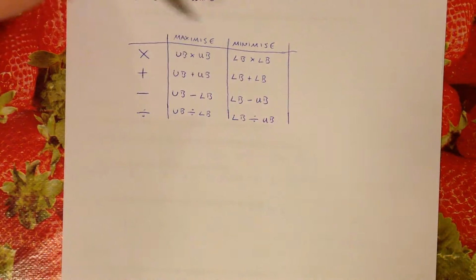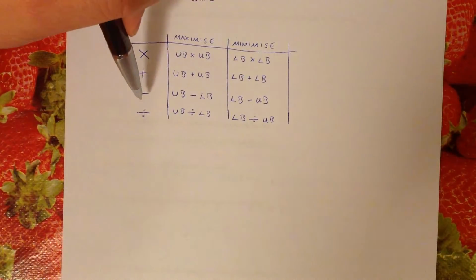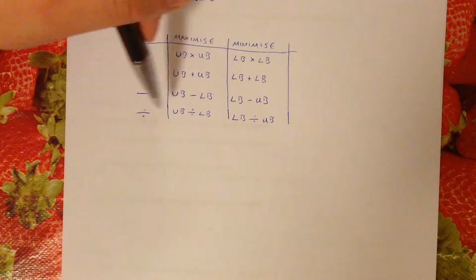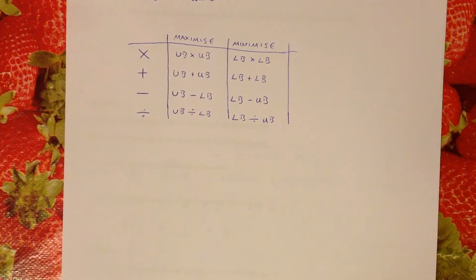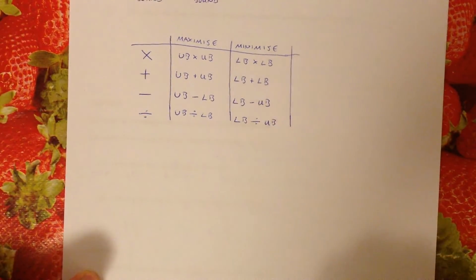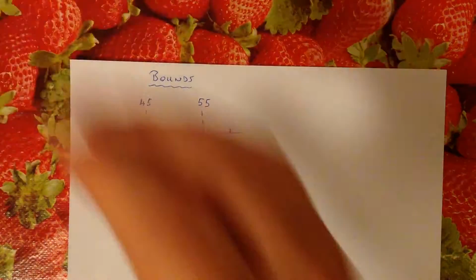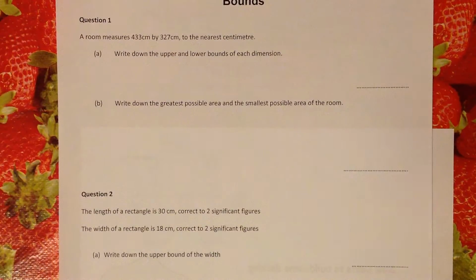So these four rules are really, really important. How to maximize and minimize when multiplying, maximize and minimize when adding, subtracting, and also dividing, and this is a typical GCSE type of question. So let's apply these rules to a typical GCSE style question and see how we get on. Let's have a look at our first question here then. So we have got question number one.